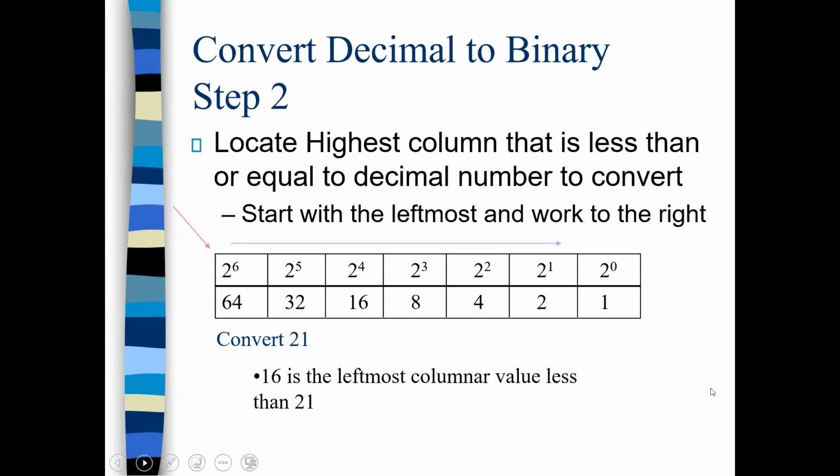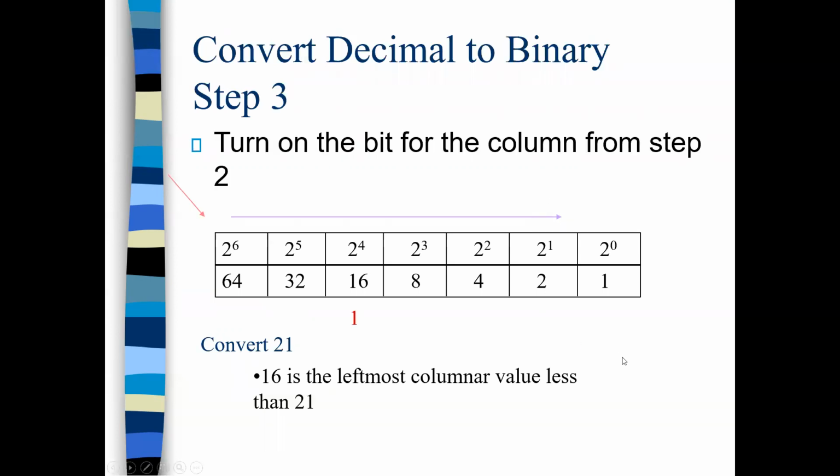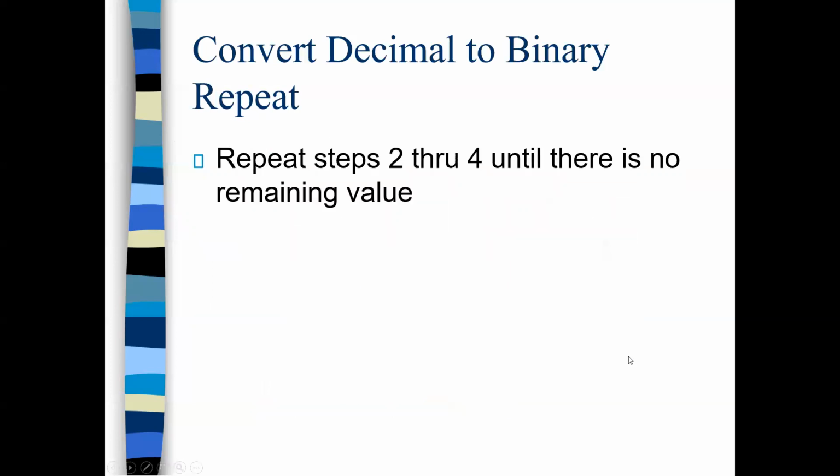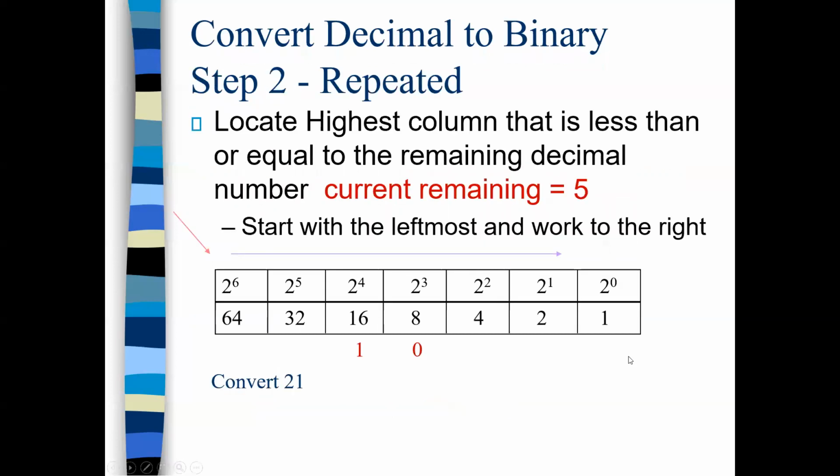Now, when I put a 1 there, I know I've accounted for 16, so I'm going to subtract that 16 from my starting number. Now I have 5 left to convert. Does 8 go into 5? No, so I'm going to put a 0 in my 8th column. I still have that 5 to convert.